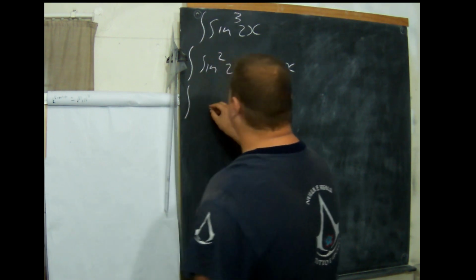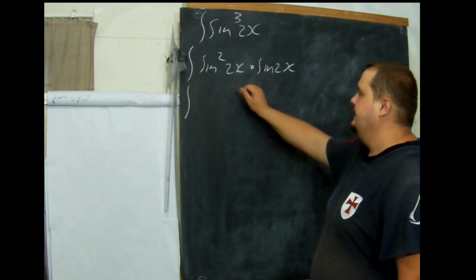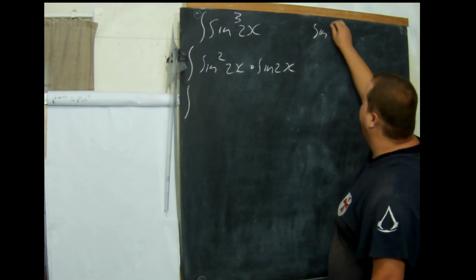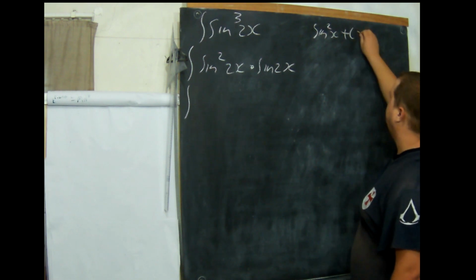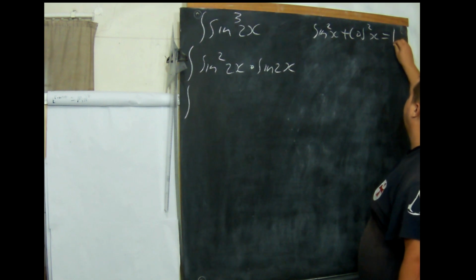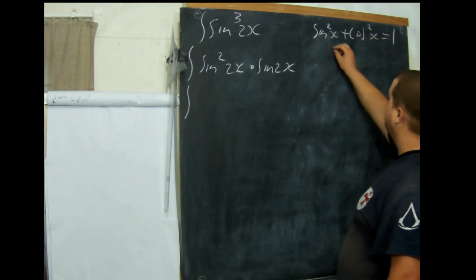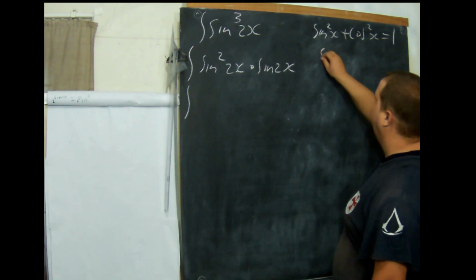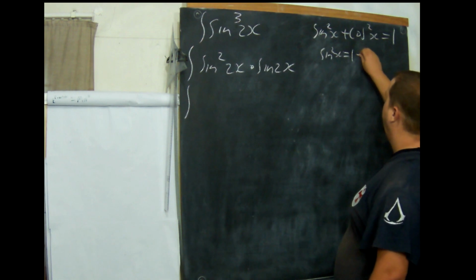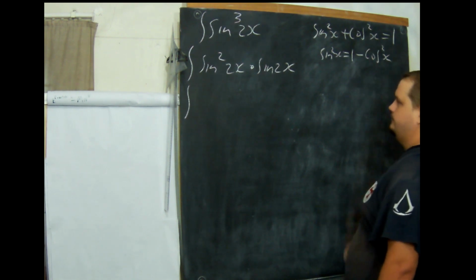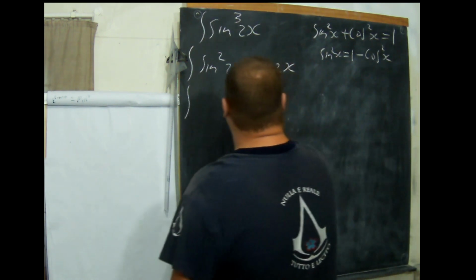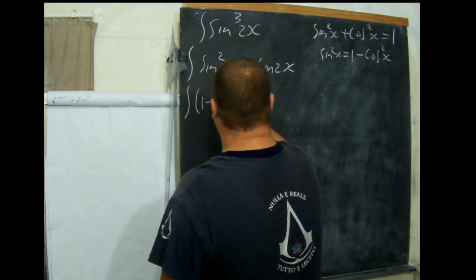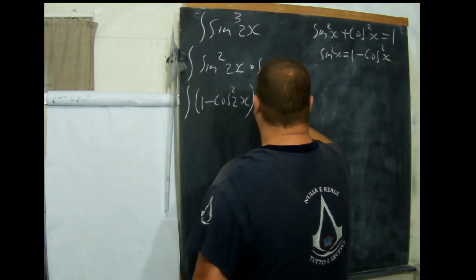Now, integral. Now what we need to do is remember your identities. Your identity of sine squared x is sine squared x plus cos squared x equals 1. Now, because of this, what is sine squared x? It is 1 minus cos squared. So sine squared x is equal to 1 minus cos squared x. Alright. So, what we have now is 1 minus cos squared 2x multiplied by sine 2x.